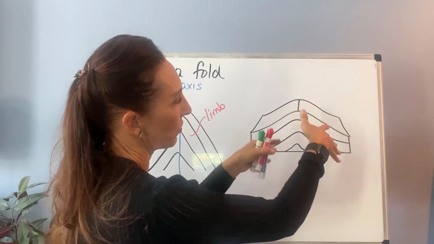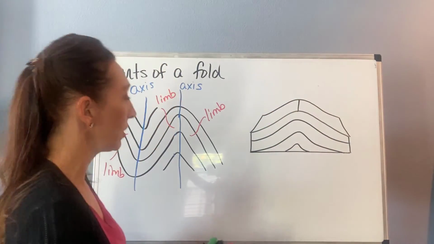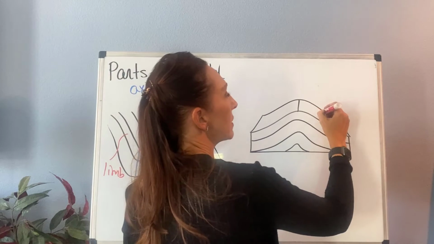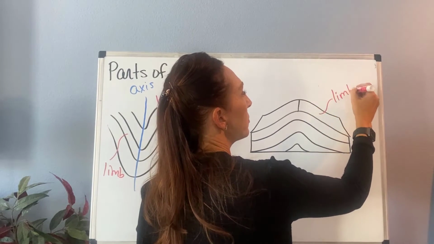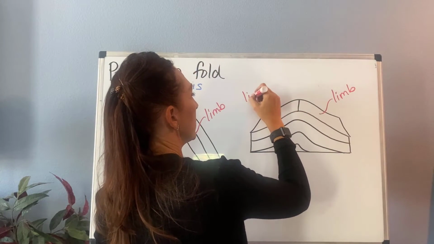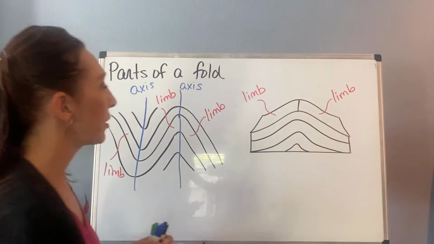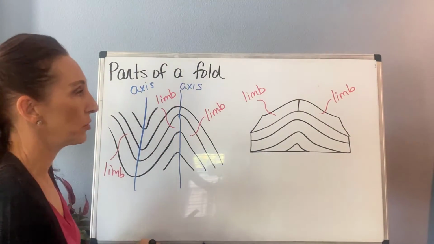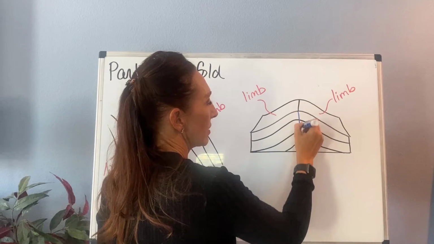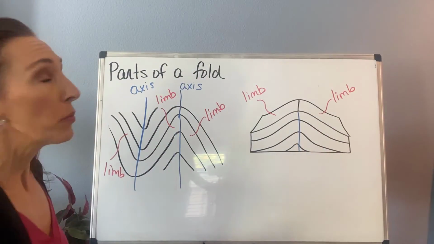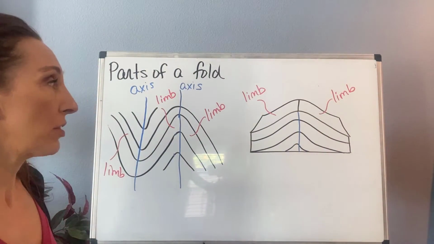When we go to kind of a more three-dimensional view, you kind of think of this as like a book that's flopped over and there's the spine. We would still have the limbs here. So here's my limb and here's my limb. And then if I were to draw the axis in there, I would draw it right down the center of this anticline there.